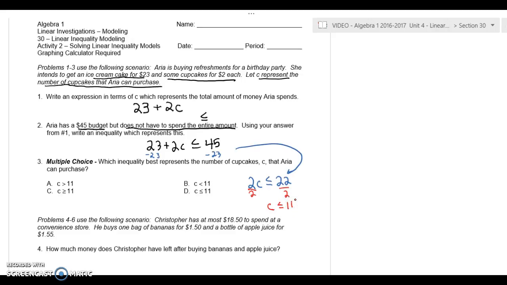So what that says is that she can buy 11 cupcakes, 10 cupcakes, 9, whatever, but she can't buy any more than 11. So D would be the best inequality that represents that situation. So again, the difference in that part is that we're going to go ahead and take that inequality that we set up, and we're just going to solve for the indicated variable.